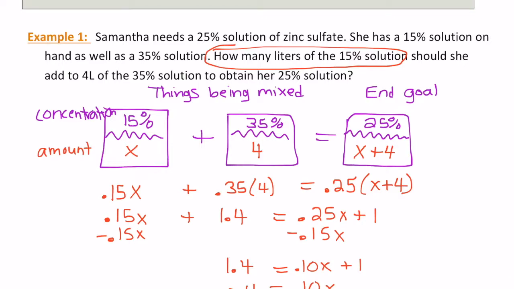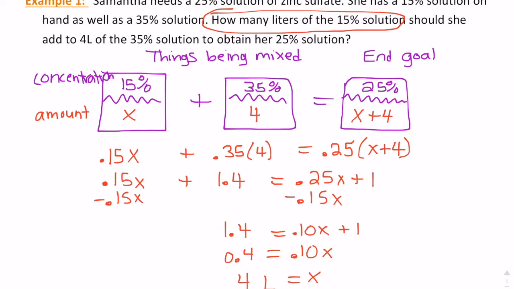So the amount of 15% solution that you need to add is 4 liters in order to make this mixture come out to be a 25% final product.